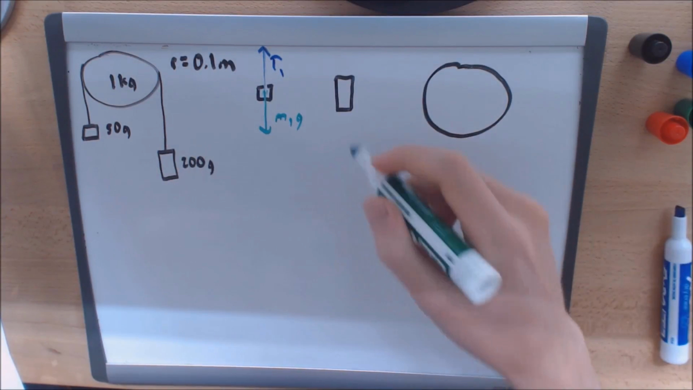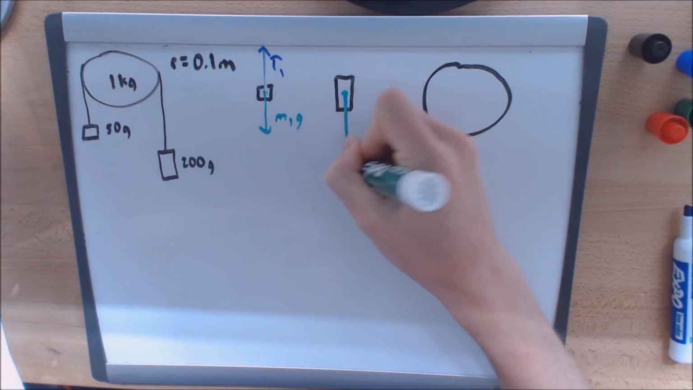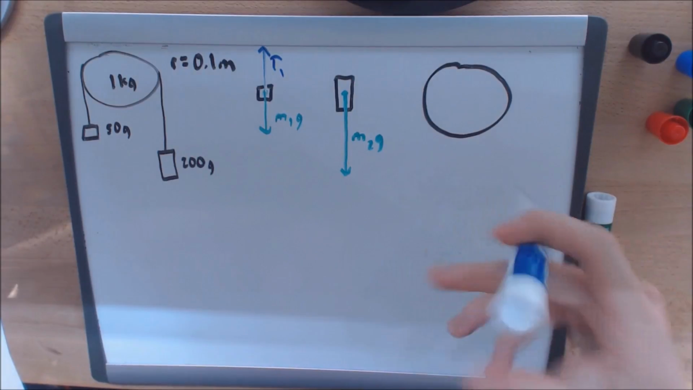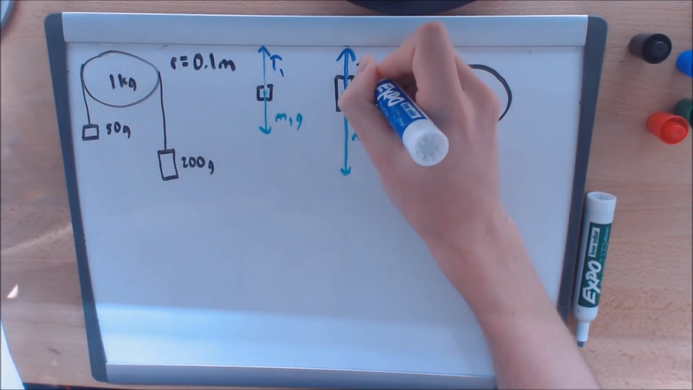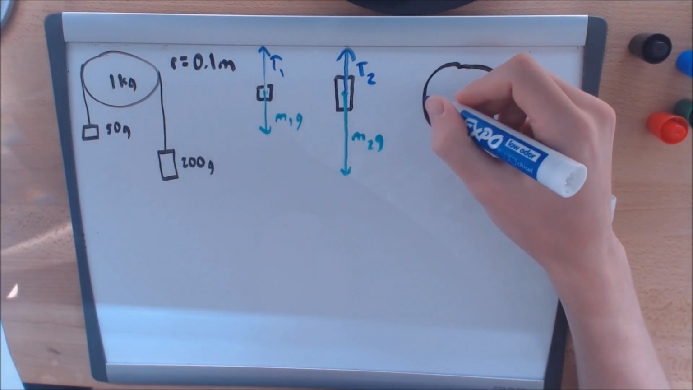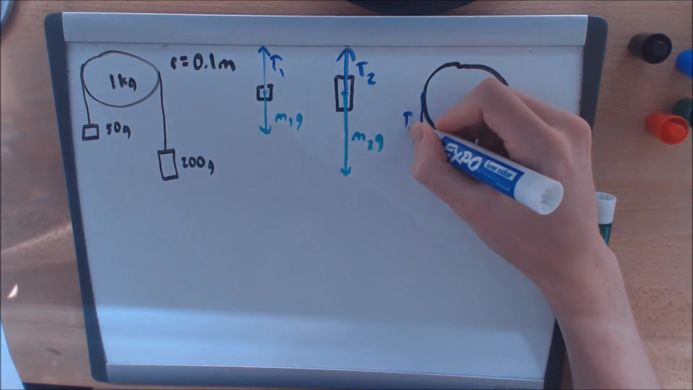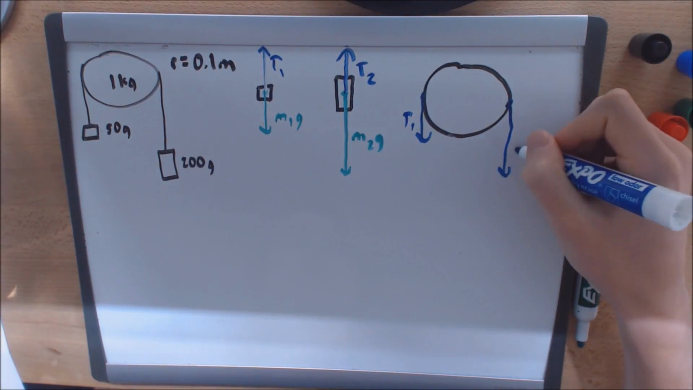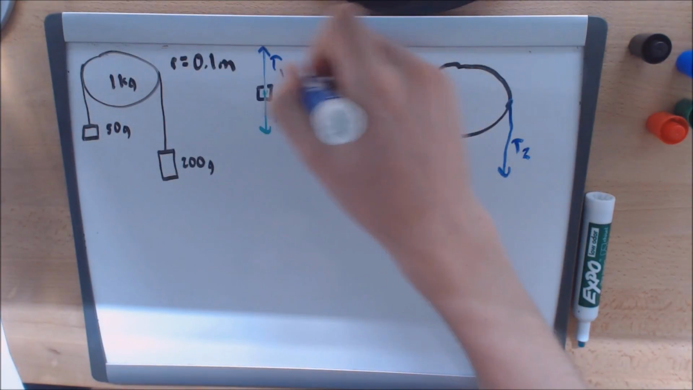The other one, we have M2G because it is heavier, and we have the tension pulling up with less force because we know that there's going to be an unbalanced force down. In this third example, or in the disc, we have the T1 pulling down on this side and the T2 pulling down on the other side, and these are just the same as in here.